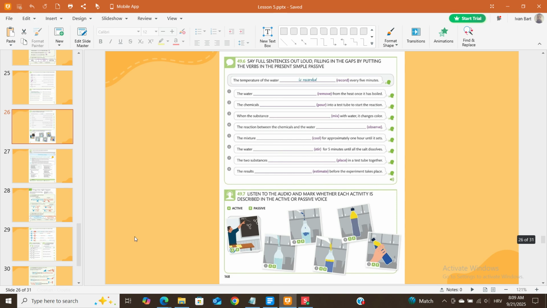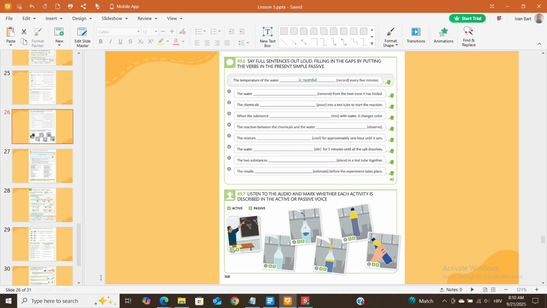49.6 Say full sentences out loud, filling in the gaps by putting the verbs in the present simple passive. The temperature of the water is recorded. The water. The chemicals. When the substance. (Record) every 5 minutes. (Remove) from the heat once it has boiled. (Pour) into a test tube to start the reaction. (Mix) with water, it changes color.